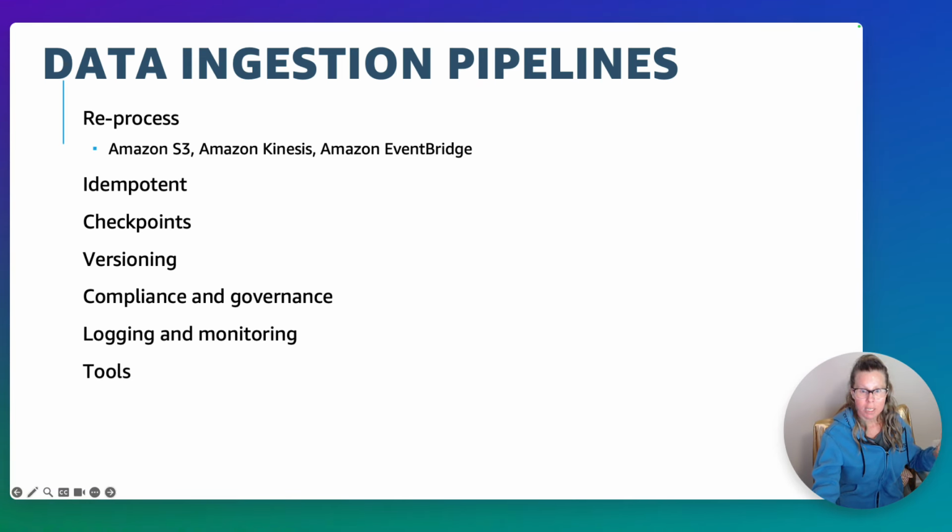What are considerations to achieve replayability in your data ingestion pipelines? Well, I always recommend designing your data ingestion pipeline in an event-driven manner. You could use AWS services to collect and initiate events when new data arrives or if a change occurs, such as Amazon S3, Amazon Kinesis, and Amazon EventBridge.